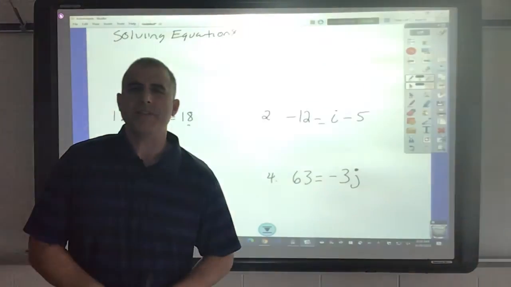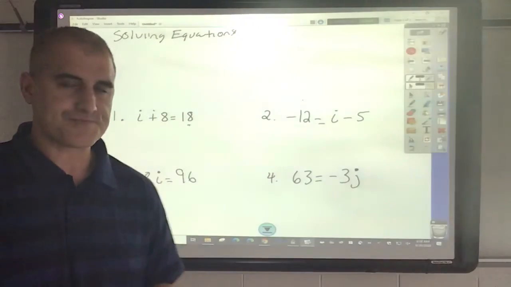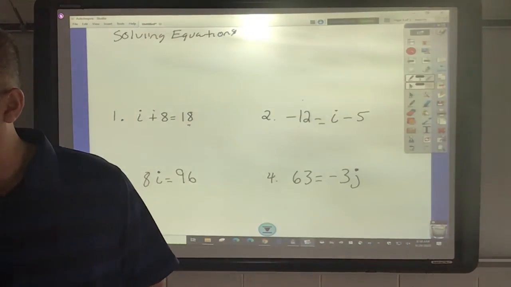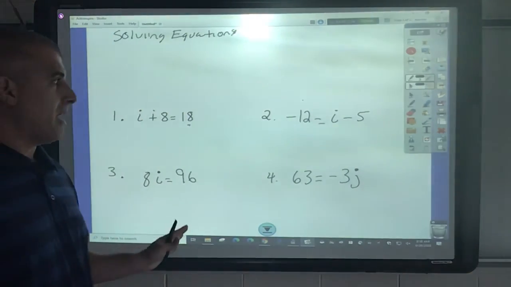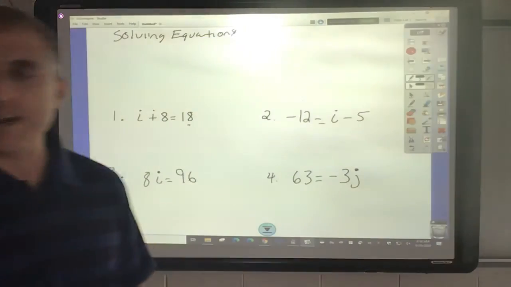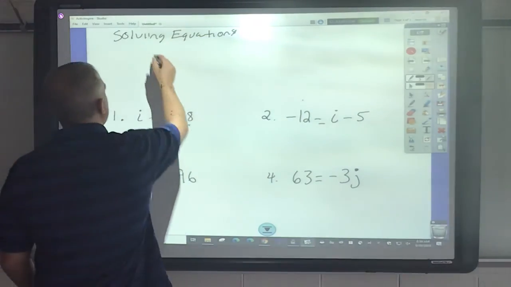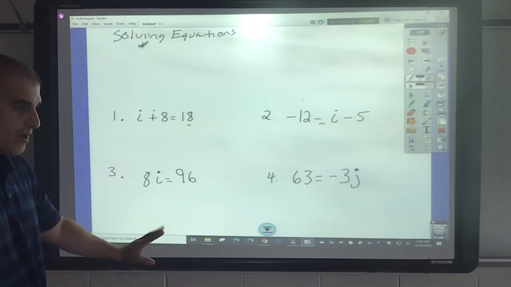This is going to be the first lesson in Unit 2 for solving equations. I'm going to go through some general rules here for solving equations. These rules might not be applicable right away, but they will be as we go. Now, here's basically how we know an equation is solved.